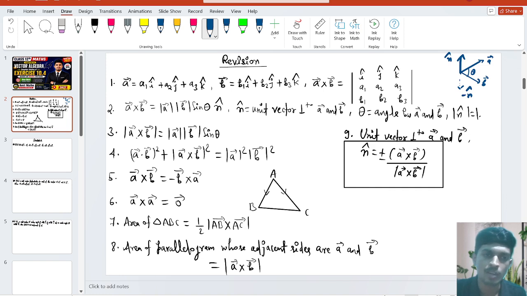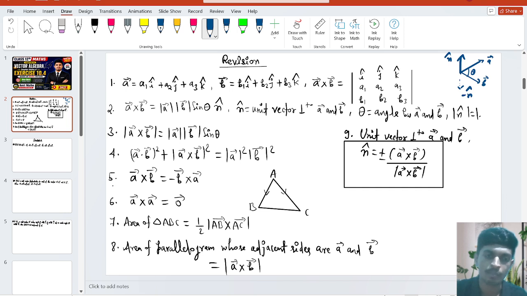Taking the modulus of vector A cross B, with theta being the angle, the modulus of sin theta becomes sin theta. So it is modulus of vector A, modulus of vector B, sin theta. And fourth, vector A dot vector B whole square plus modulus of vector A cross B whole square equals modulus of vector A whole square, modulus of vector B whole square. This is a very important formula.